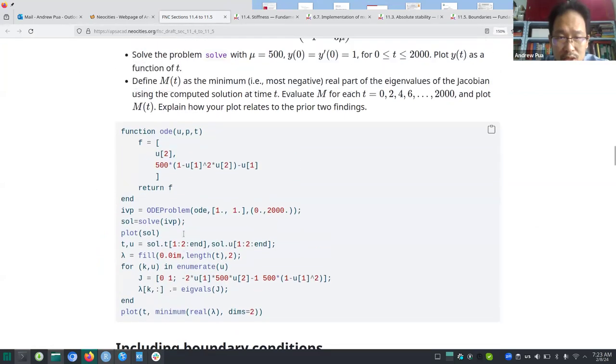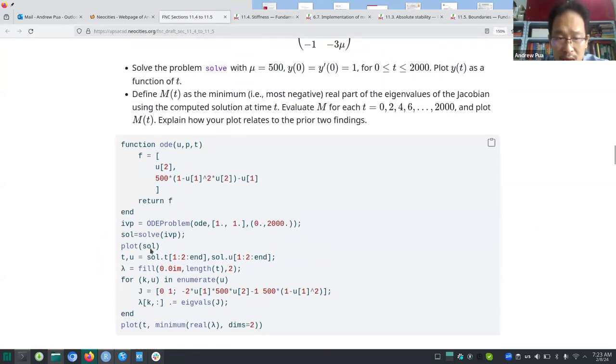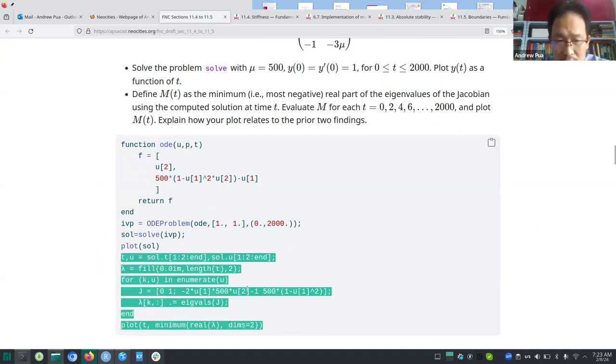And then if you try to really look at the eigenvalues, this pretty much uses the code that is available in the demo.